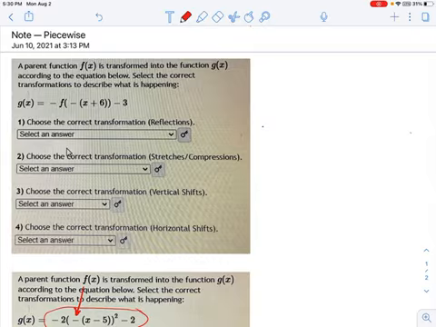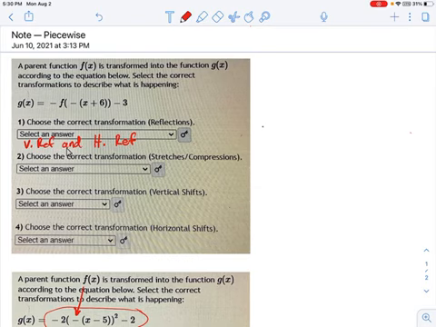So choose the correct transformation of reflections. Well, I see a vertical reflection right here. I'll just talk you through it. I see a vertical reflection, okay? And I see a horizontal reflection right there. Okay, so that's what you look for, just the presence of a negative sign. Don't worry about all the other stuff when you're looking at reflections.